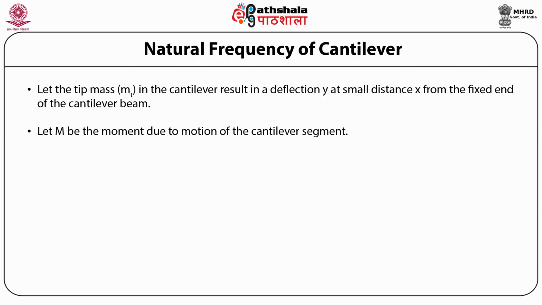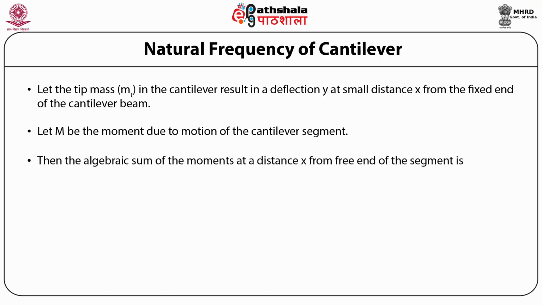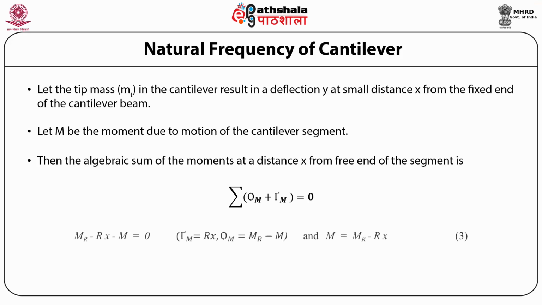Let capital M be the moment due to the motion of the cantilever segment. Then the algebraic sum of the moments at a distance x from the free end of the segment is given as summation phi m plus lambda m is equal to 0, which gives Mr minus Rx minus m is equal to 0. Here lambda m is equal to Rx, phi m is equal to Mr minus m. So we get m is equal to Mr minus Rx.